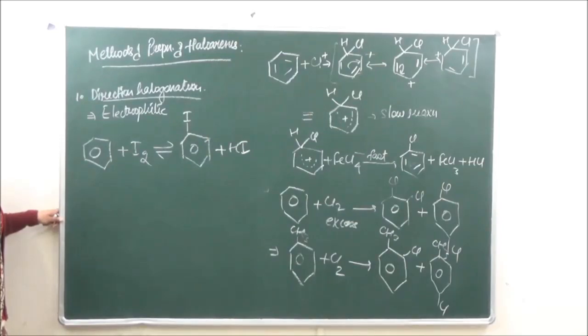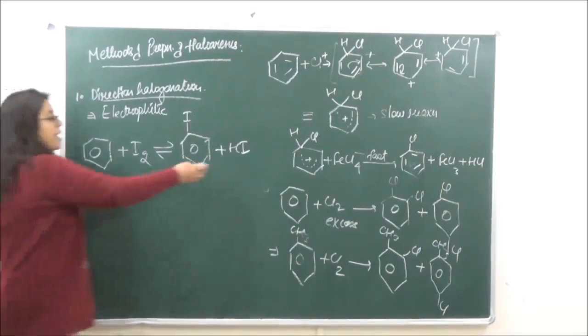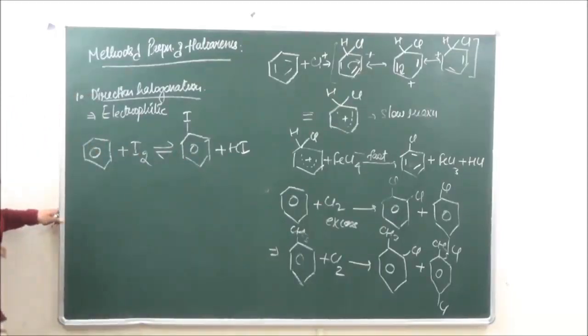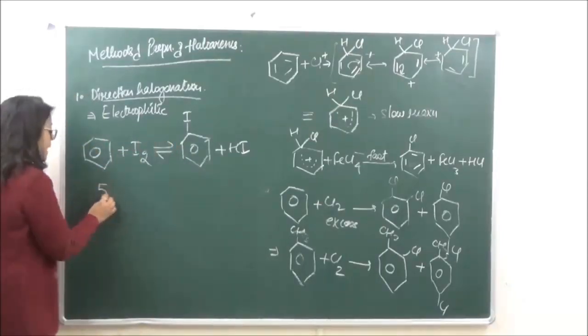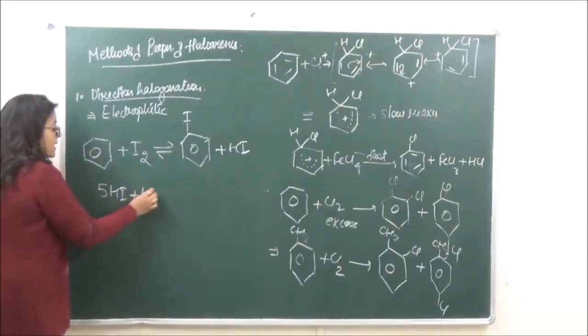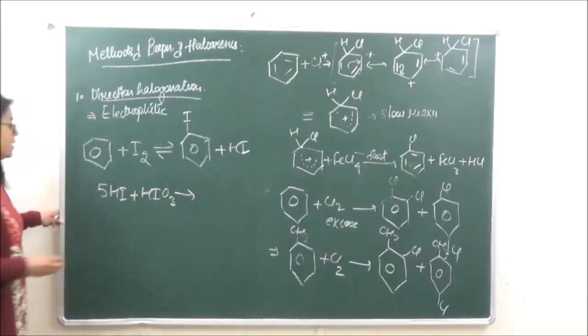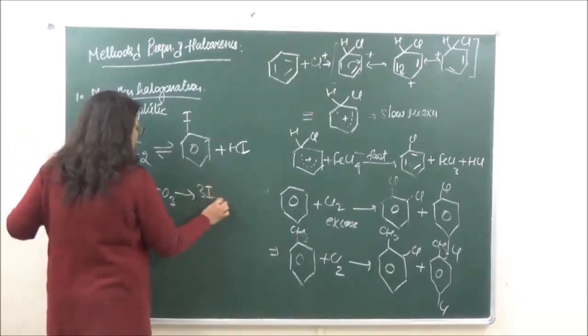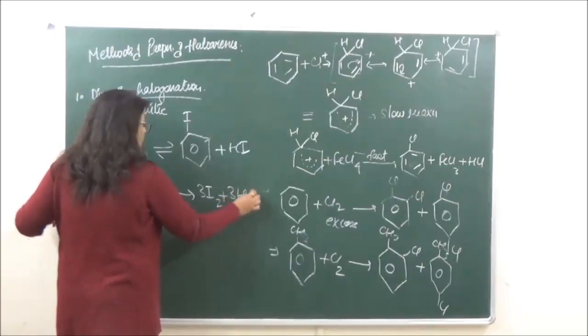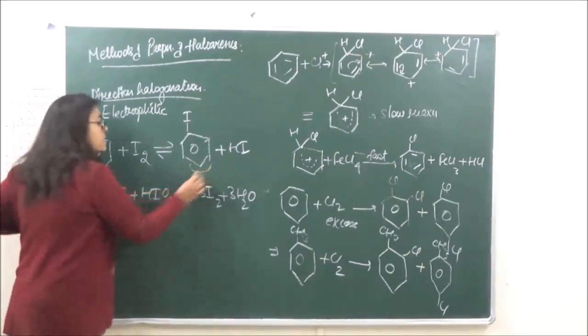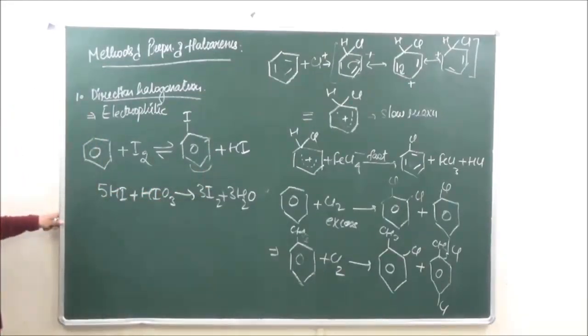Now, the HI that is formed here can react back with the iodobenzene to give us the reactants. Therefore, the HI has to be immediately removed. That HI can be removed by reacting it with HIO3. So what are we going to get over here? Iodine and water. So when HI is removed, then we can successfully prepare the iodobenzenes. Is it clear?